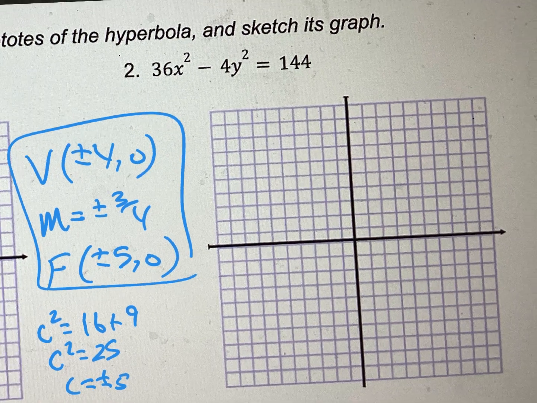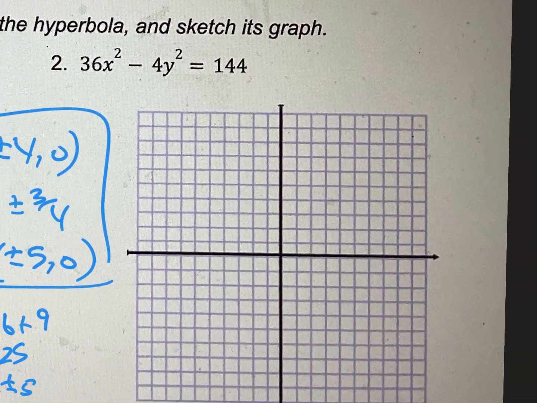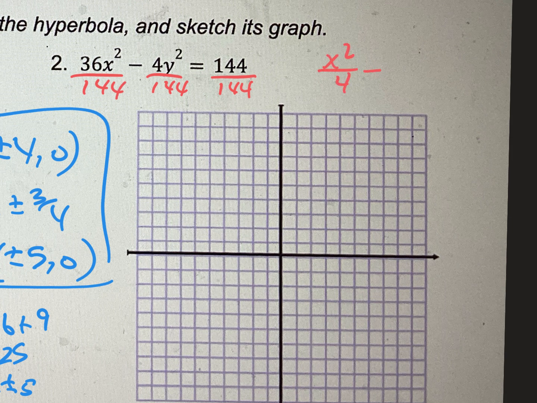All right, number 2. Number 2, you got to fix first. So I'm going to divide everything by 144, all 3 terms by 144. And when I do that, this is what happens. 36 goes into 144 4 times, which means 4 goes into 144 36 times, and that's 1. That's a wow right there.